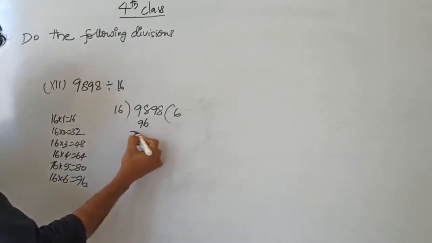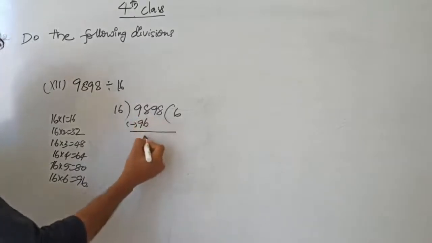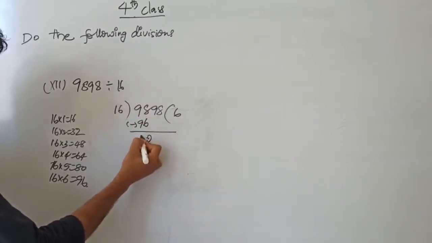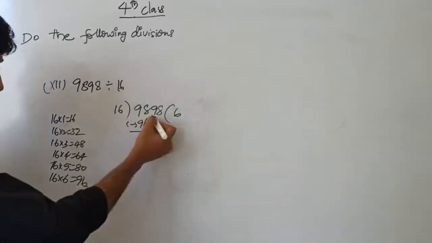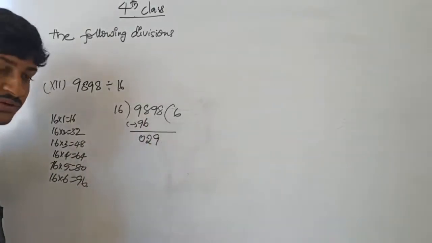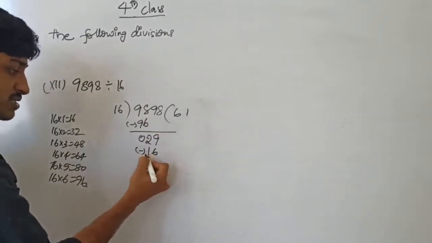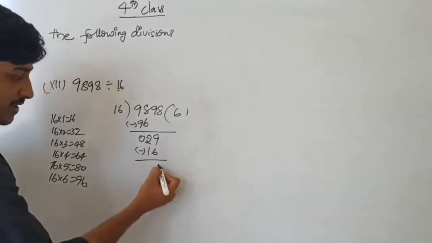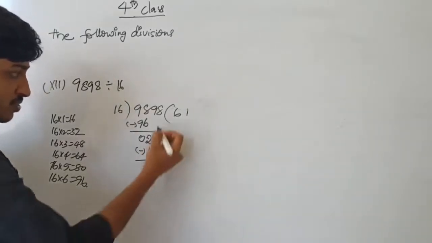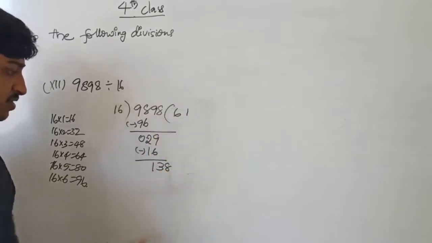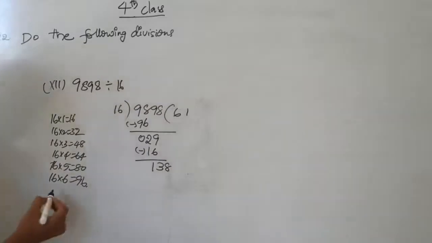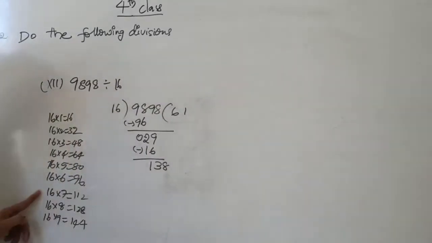Now 16 into 6 is 96. Do subtraction here: 8 minus 6 is 2 and 9 minus 9 is 0. Okay. See here, I am taking 9 to here. It becomes 29 now. 29 is 1 time. 1 into 16 is 16. Do subtraction here: 9 minus 6 is 3 and 2 minus 1 is 1. So I am taking down this 8, 138. See here children, 16 into 7 is 112, 16 into 8 is 128, 16 into 9 is 144, and 16 into 10 you know easily is 160.